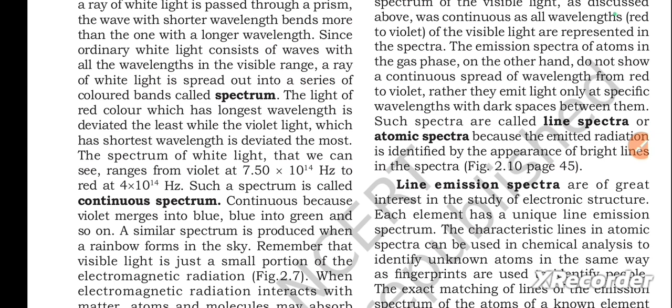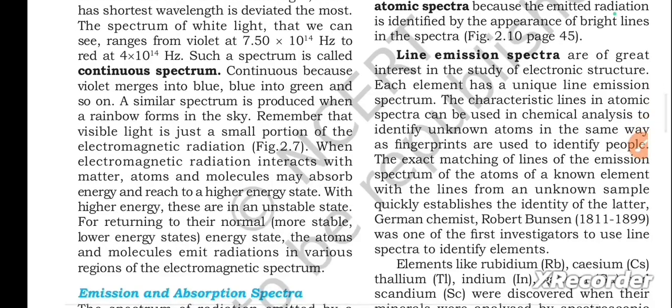Such a spectrum is called a continuous spectrum, continuous because violet merges into blue, blue into green, and so on. A similar spectrum is produced when a rainbow forms in the sky. Remember that visible light is just a small portion of the electromagnetic radiation.